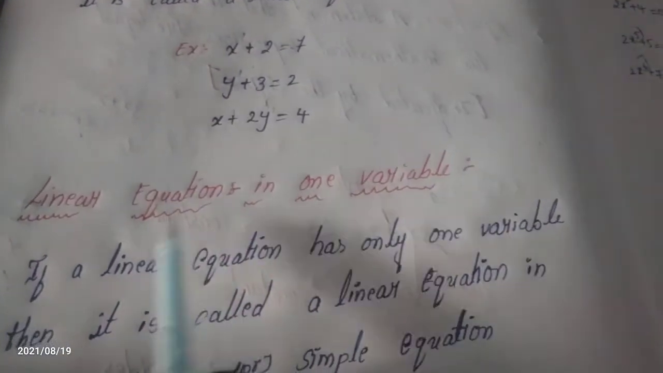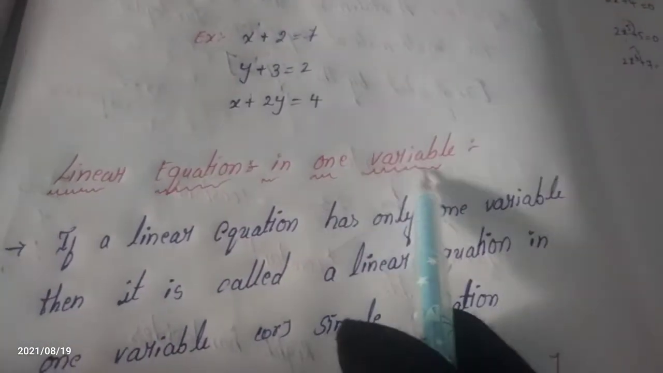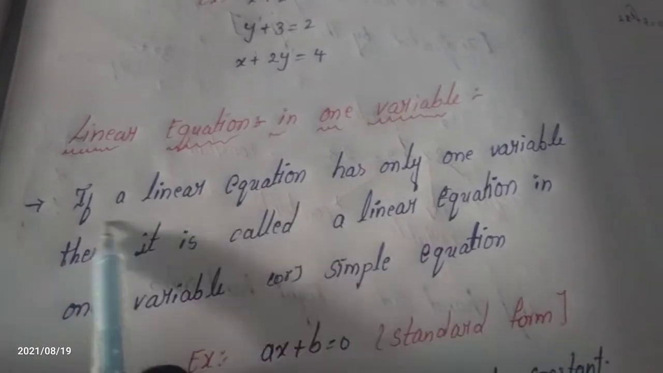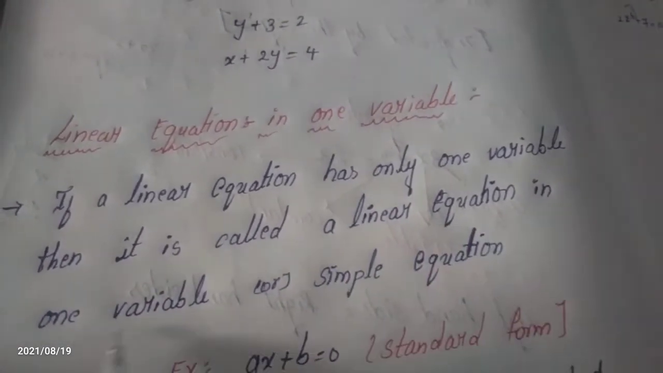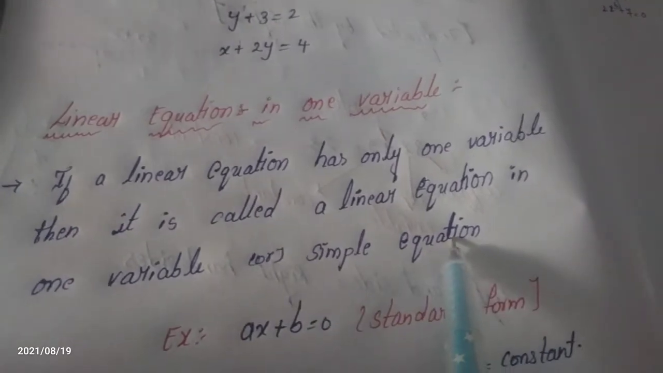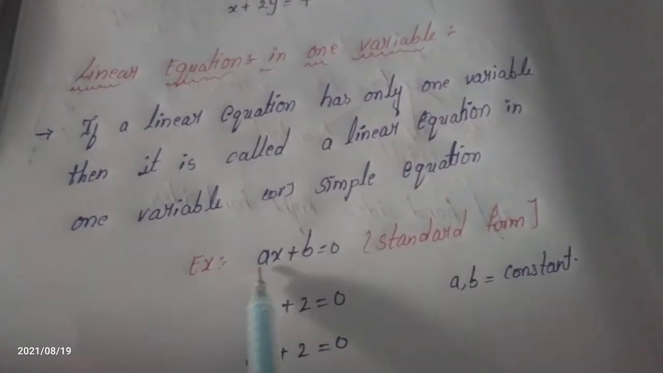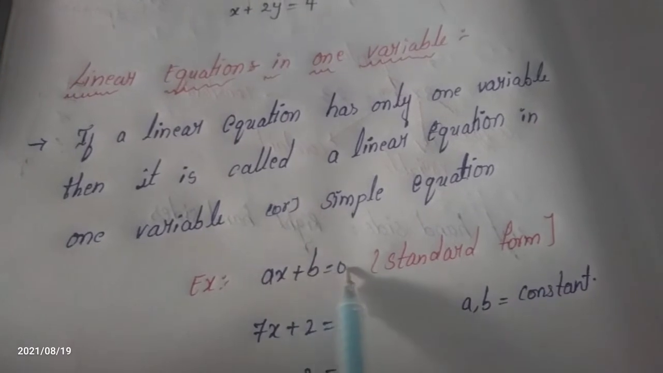Linear equation in one variable. We have to learn what is meant by this statement: linear equation in one variable. Let's see the definition. If a linear equation has one variable, then it is called a linear equation in one variable. The standard form is ax plus b is equal to 0.